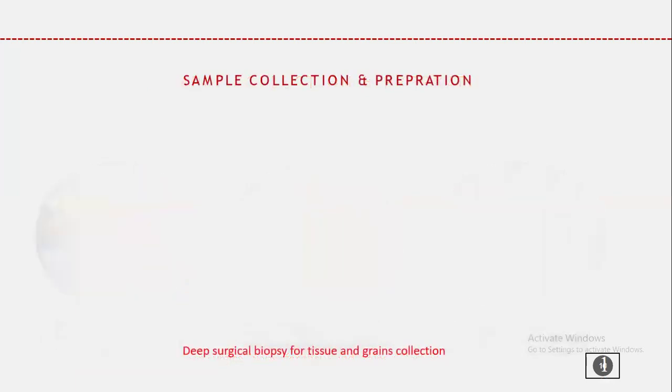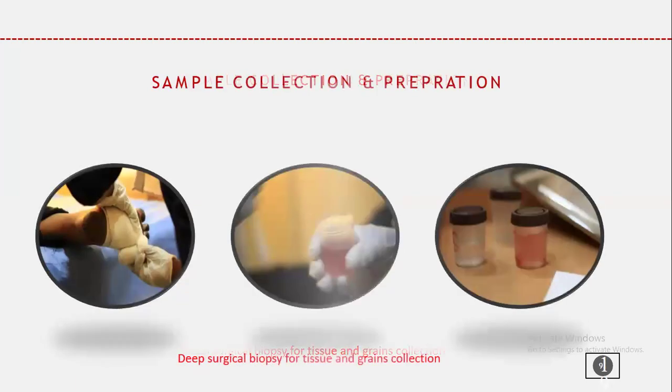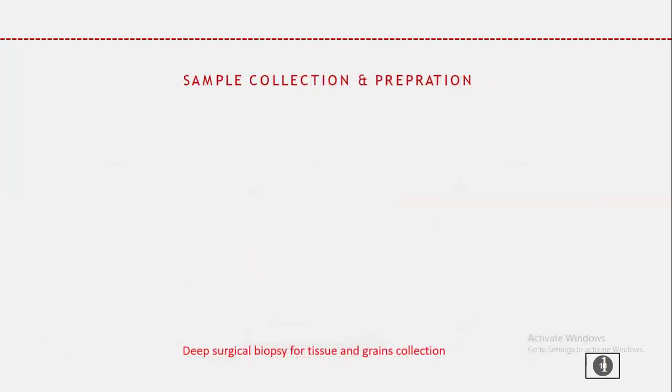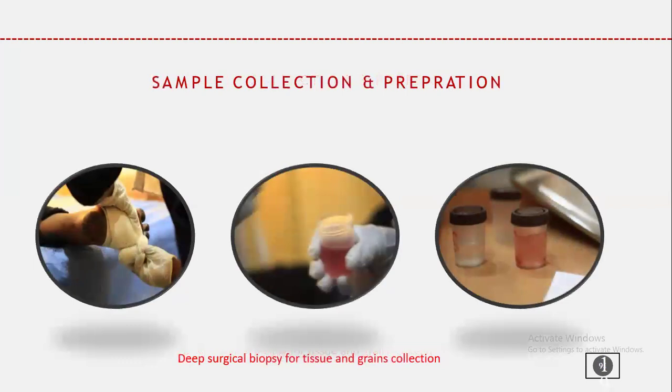After that, we make sure we have good documentation for the sample. The documentation involves the patient identification, the type of samples taken from the patient, and the number of samples. In some cases, we take just grains. In some cases, we take just tissue. So we need to make good documentation.